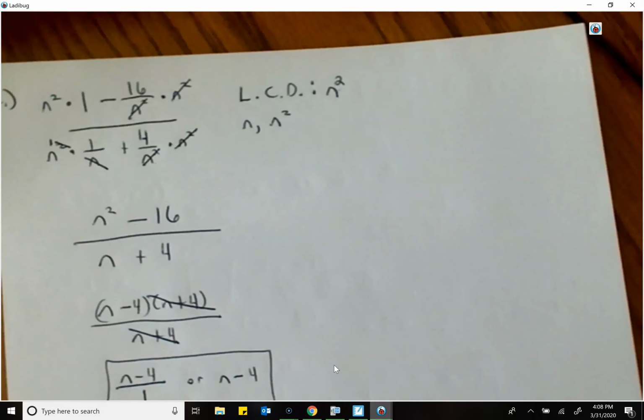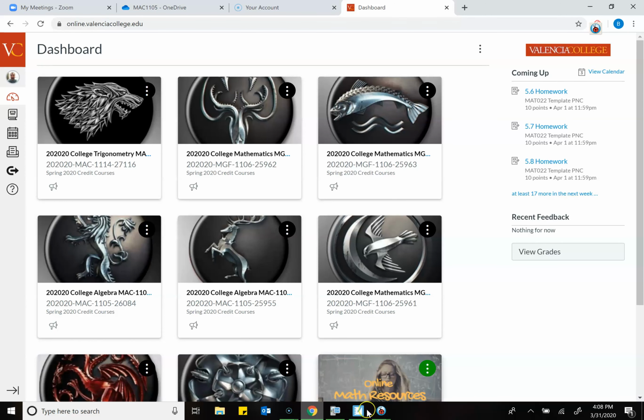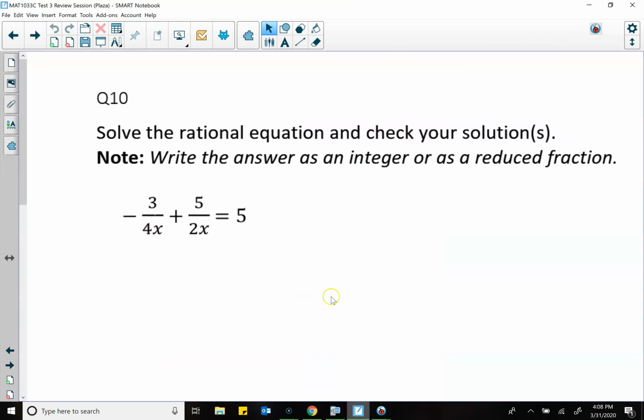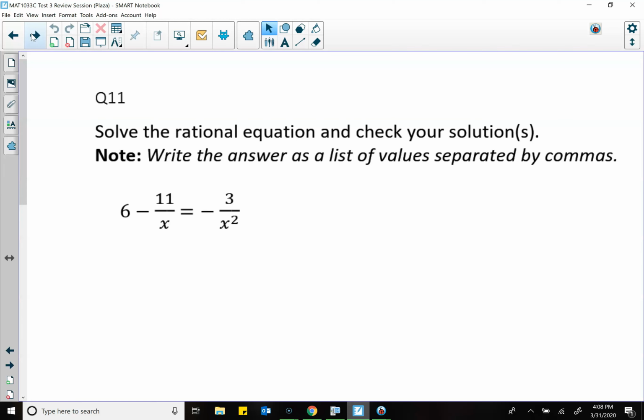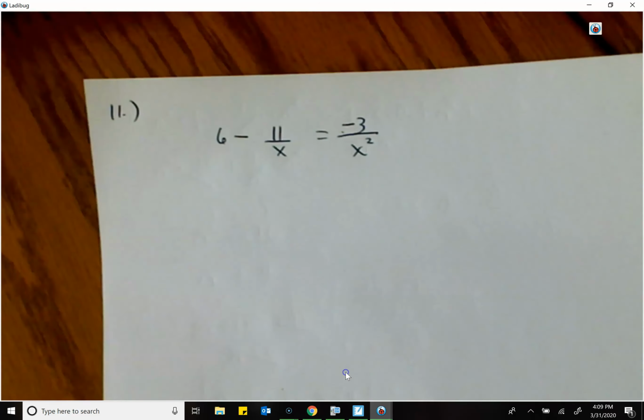All right. Let's talk about number 11. Oh, I keep pushing the wrong one. So number 11, again, it's another solve problem. So again, this is 4.5. So we got 6 minus 11 over x equal to, again, I'm going to put that negative in the numerator, over x squared. So going over to my DocuCam.